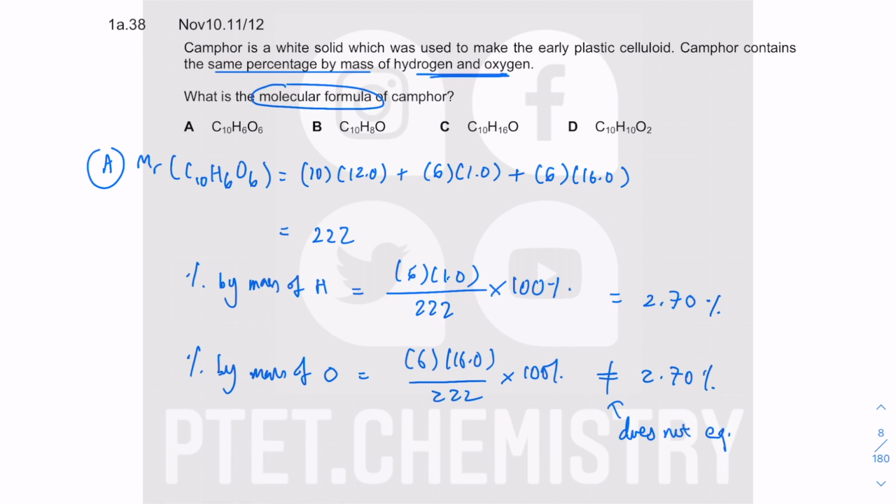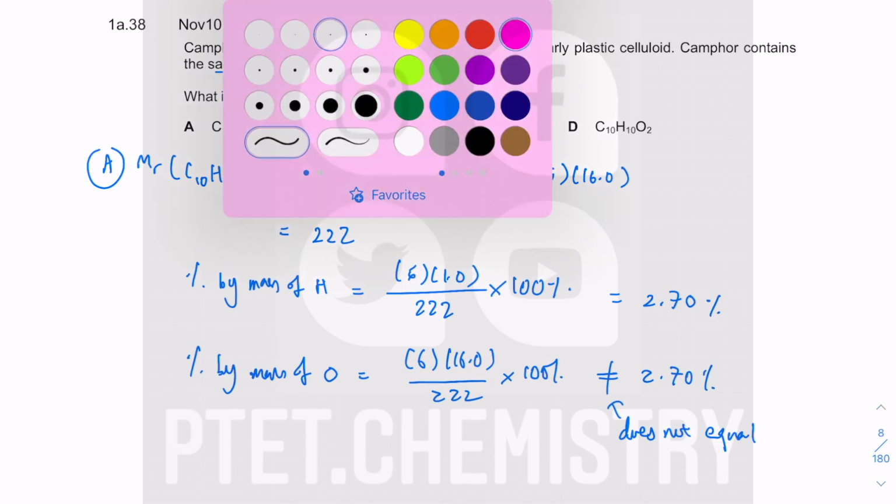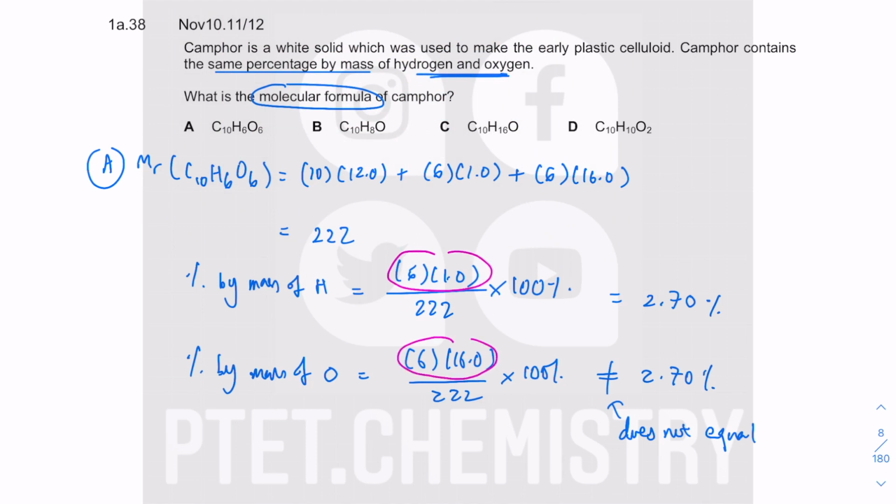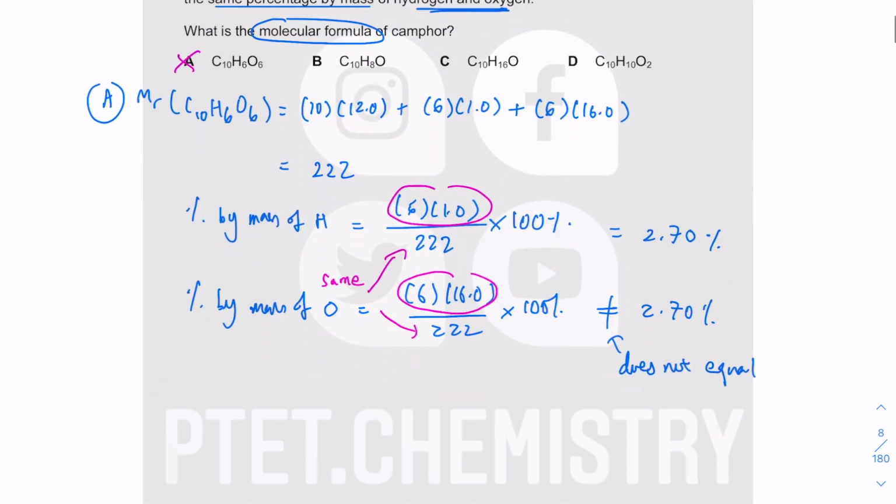The denominator is the same. The denominator is 222, but the numerator 6 times 1.0 is not the same as 6 times 16.0. So realistically speaking, these have the same denominator. So for the rest of my calculations, if the Mr is the same, which they will be for each of these, I don't really need to calculate the Mr for each of these. That will be a waste of my time. I just need to compare how many hydrogen, how many oxygen. I need to total them up. I need the numerator. So that is the key factor here. By doing one, I can see what I need to do to compare the trend.